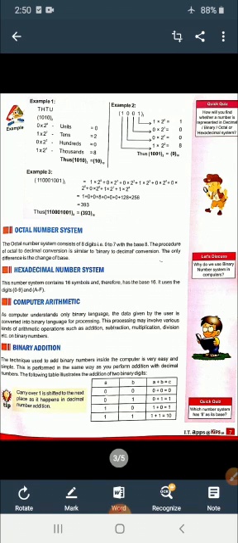Next topic is computer arithmetic. To convert given data into binary language, processing is done. This processing may involve various kinds of arithmetic operations like addition, subtraction, multiplication, division, etc. on binary numbers. Let us discuss what is a binary addition.